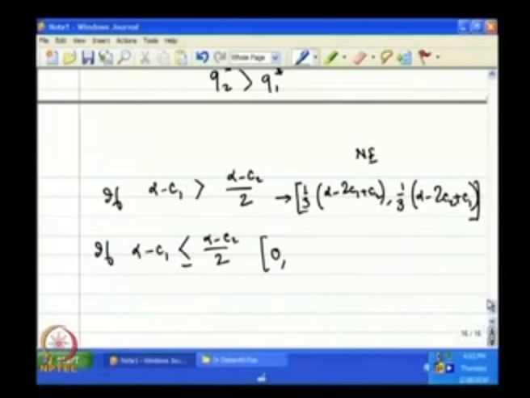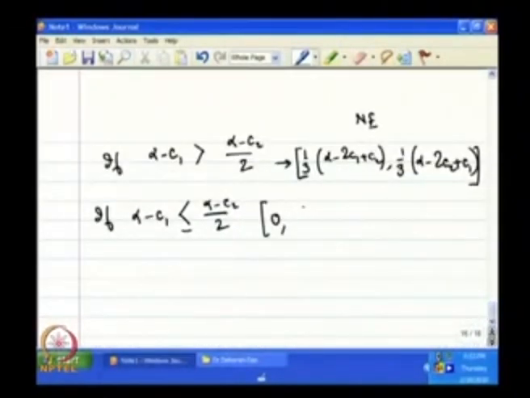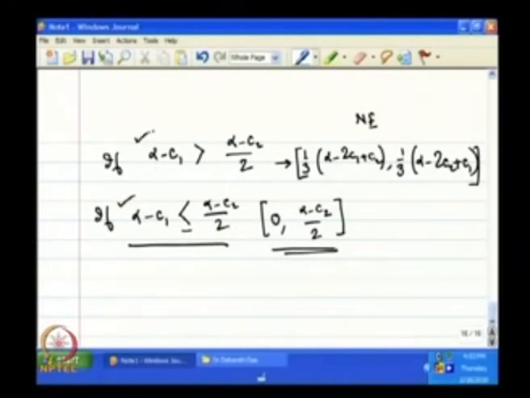But how much will firm 2 produce? Firm 2 will produce the amount given by its vertical intercept. And what is that vertical intercept? It is just alpha minus C2 divided by 2. So in all these cases, in the Nash equilibrium, firm 1 is not producing. Firm 2 becomes the monopolist, that is, the only producer in the market, and the amount of output it produces is alpha minus C2 divided by 2. This is the situation if this condition is satisfied. If the earlier condition is satisfied, both firms are producing output.